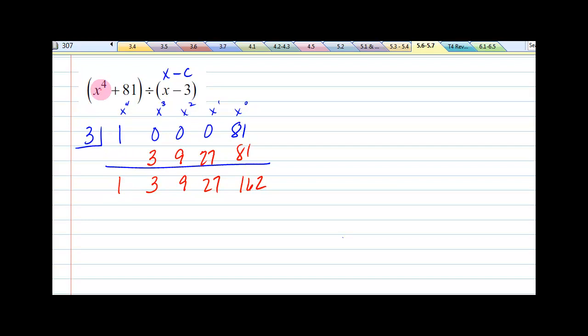Since the power of my polynomial was raised to the 4th degree, I start out raising it to the 3rd. My coefficient is 1, so that just stays, and then I just write them in descending order from there. Plus 3x squared plus 9x plus 27 plus 162 over x minus 3.